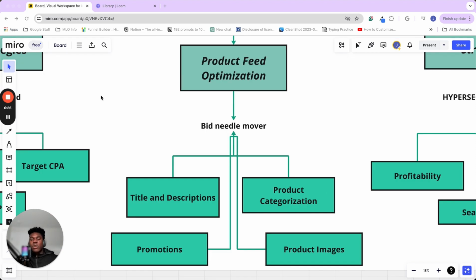So moving on to product feed optimization, this is a massively overlooked thing that's just massive in the optimization for the shopping network and Google Shopping ads, Performance Max ads. Titles and descriptions are going to help with your click-through rate, right? You want to have an appealing title and an appealing description for your product. The description is going to describe what your product is, who it's targeted to, and what its intended use is, and the title is just going to be something very simple that's captivating to your audience.